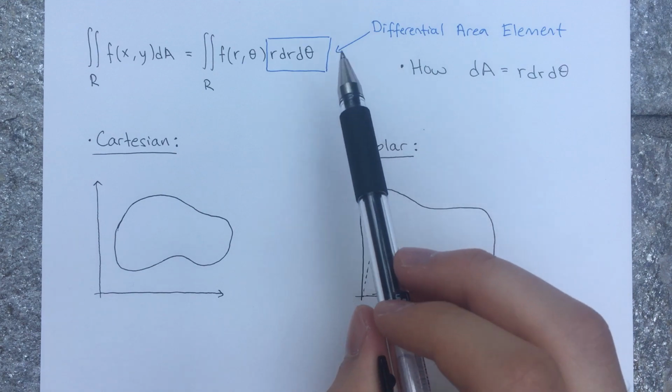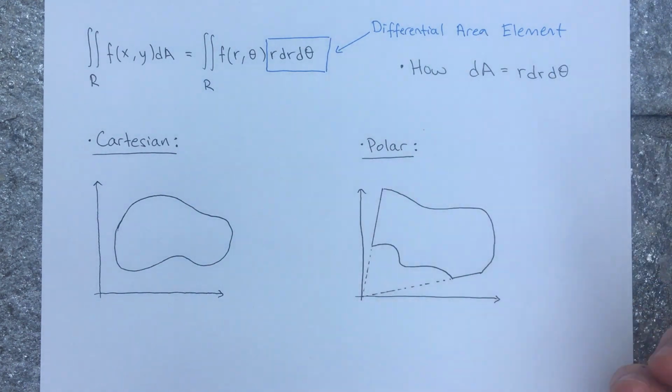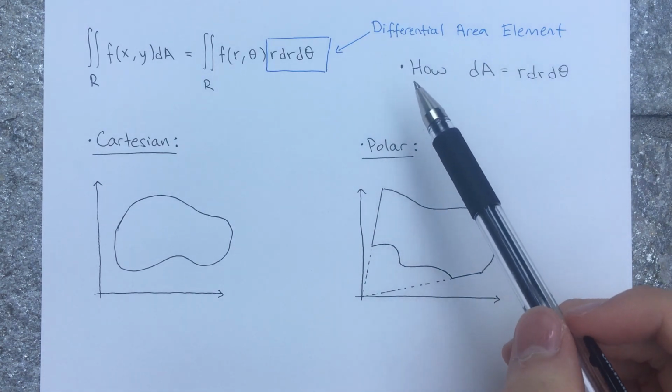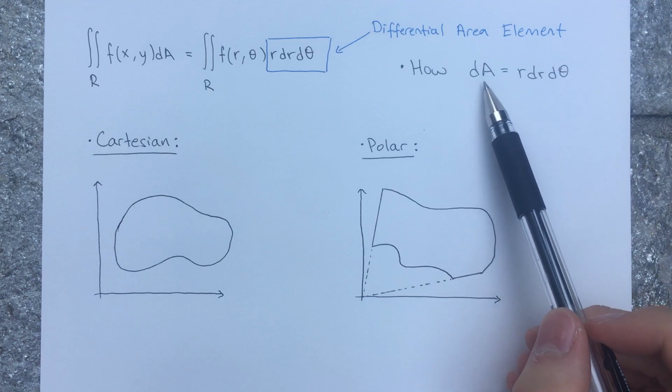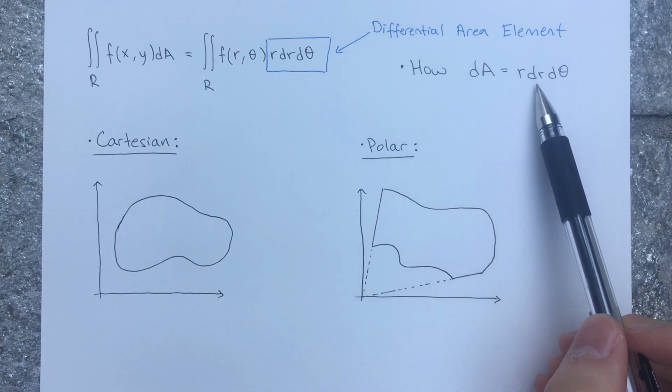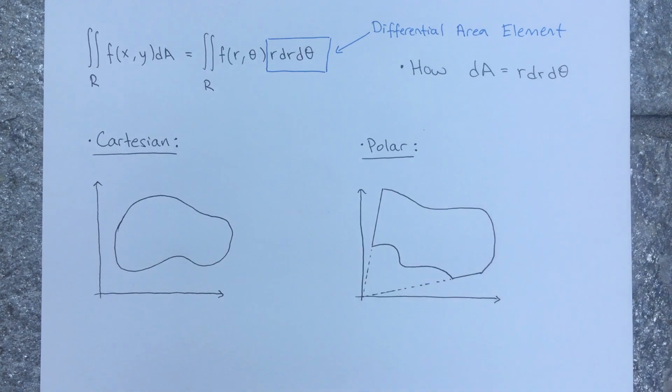Today we're going to be deriving the differential area element in polar coordinates. In other words, we're going to be showing how the differential area dA is equal to r dr d theta. So let's first have a look at how we integrate things in Cartesian coordinates.